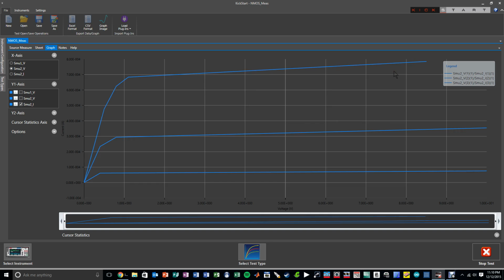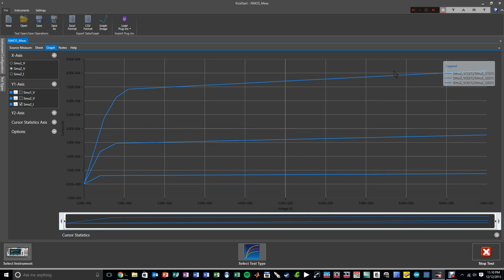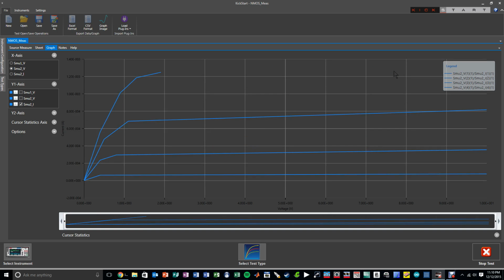Now we're going to do this for the NMOS and for the PMOS. We're going to get a whole family of curves, bring them back to the computer again, and look at them and help us calculate the value for R naught. So I'm going to let this run.